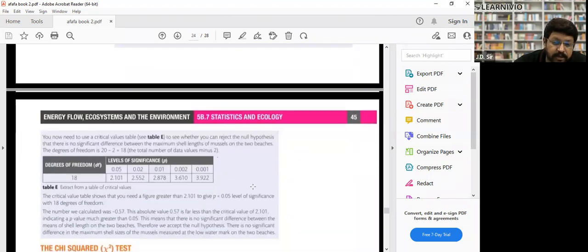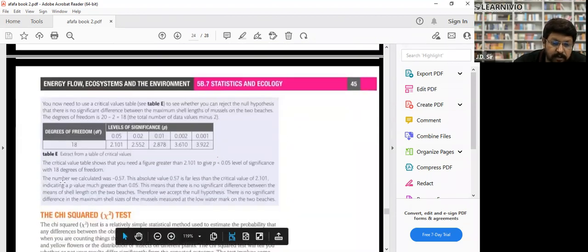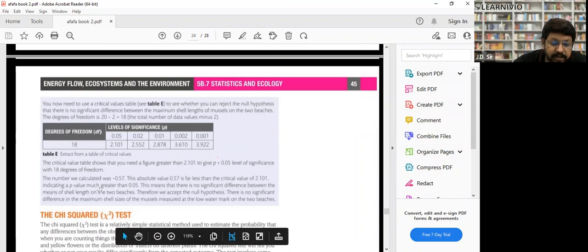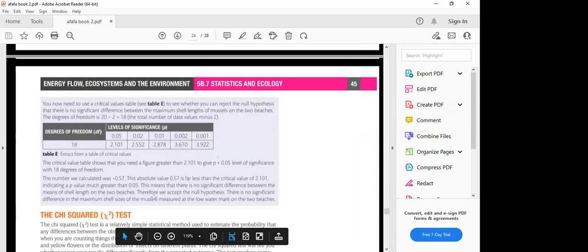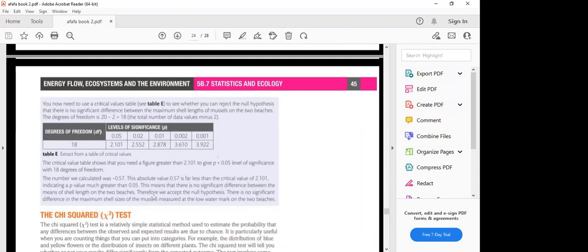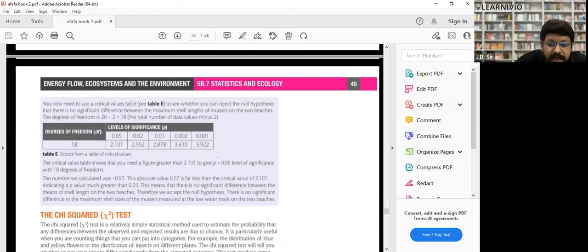So what is the conclusion? Look, this is much greater than 0.05. It means that there is no significant difference between the means. If it's a lot bigger than 0.05, then it's irrelevant. Therefore we accept the null hypothesis.